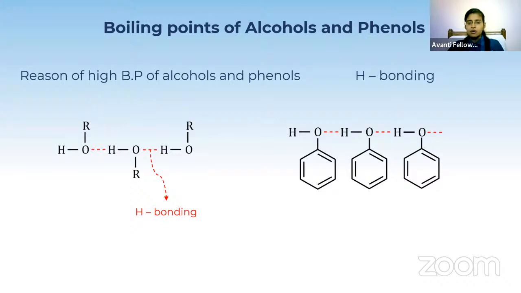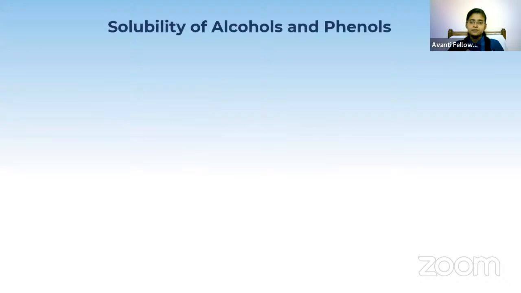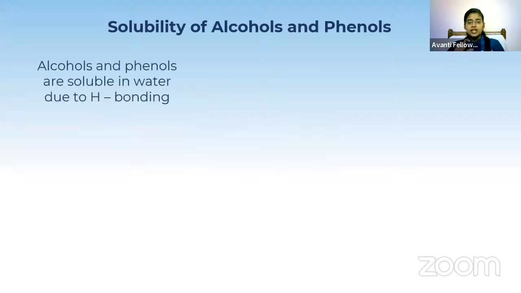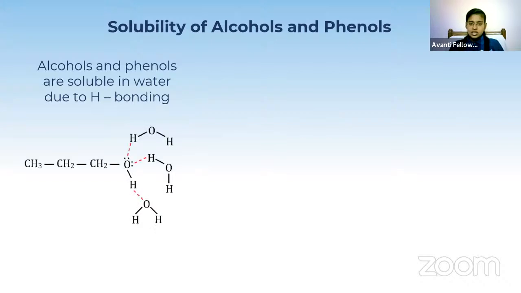The second physical property is solubility. Alcohols and phenols are soluble in water due to hydrogen bonding again. The reason again for the high solubility is hydrogen bonding. So let me give you the formula. So this is the alcohol, propanol, where we have 3 carbons.